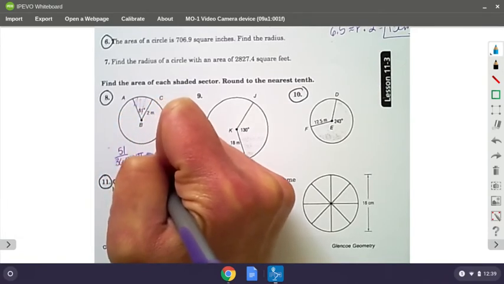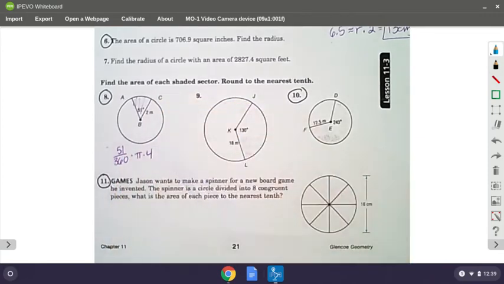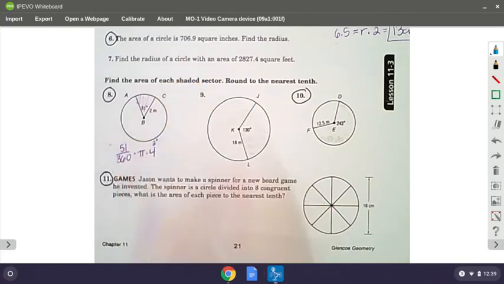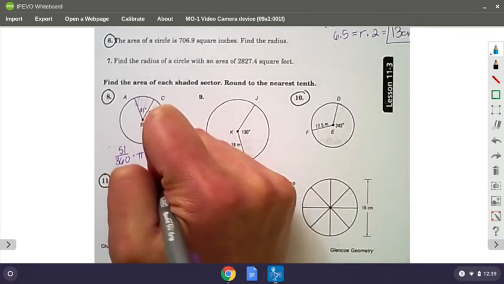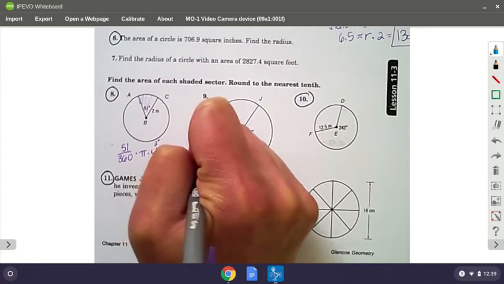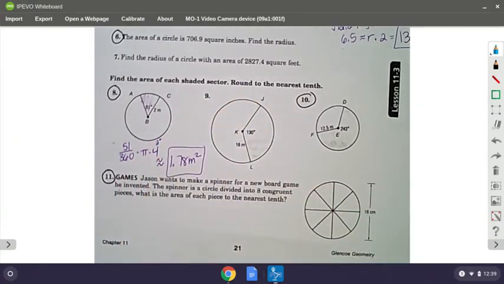So times pi times 2 squared, which is 4. I'll write over here on top, 2 squared, so you know where I'm getting the 4 from. So 51 divided by 360 is 0.1416 repeating, and then I'll just do times 4 pi. So the area of this sector is approximately 1.78 meters squared. And then 10 and 11 are done the same way. Okay, so that's the basic area.